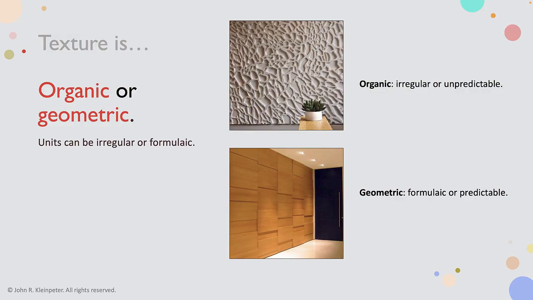Texture is organic or geometric. Units can be irregular or formulaic. Organic texture is irregular and unpredictable. Geometric texture is formulaic or predictable, often in geometric shapes such as squares or rectangles.